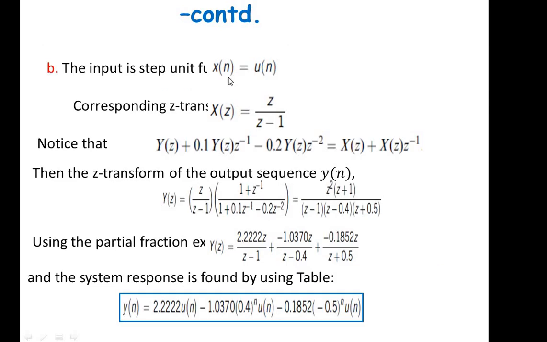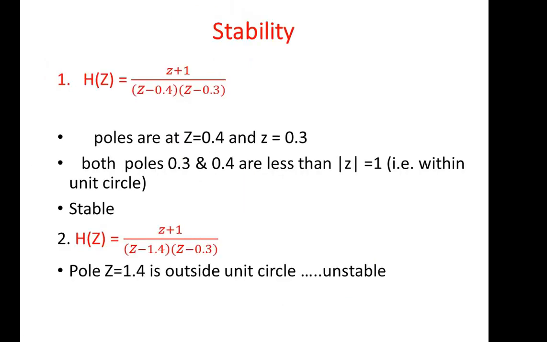And the second condition is we have to use x of n as u of n. In the previous case we applied x of n as delta of n, so here we are going to use the unit step. The unit step function is u of n, and the z transform for u of n is z divided by z minus 1. After substituting this, we can go with the procedure we have followed in the previous examples. And the last topic is stability.